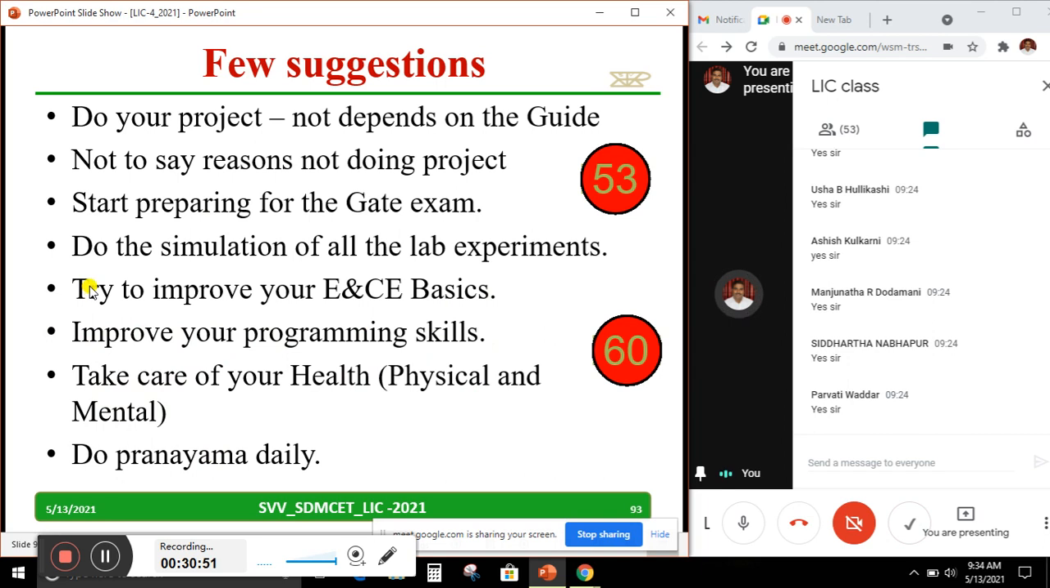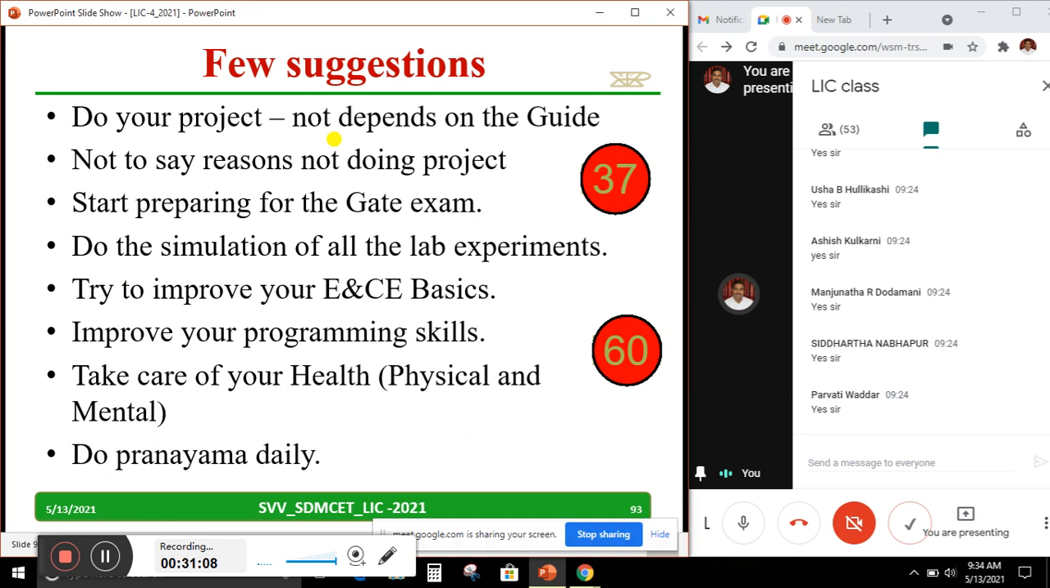Take a minute, just glance once so that you can continue with the integrator. If anybody wants to ask something, you can type in the chat box. If I know the answer, I'll tell you. If I don't know, I'll arrange a talk. You people can come forward.